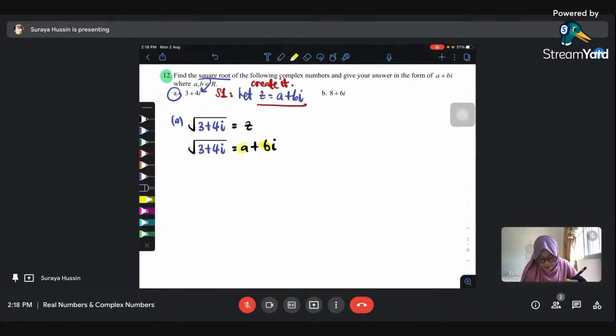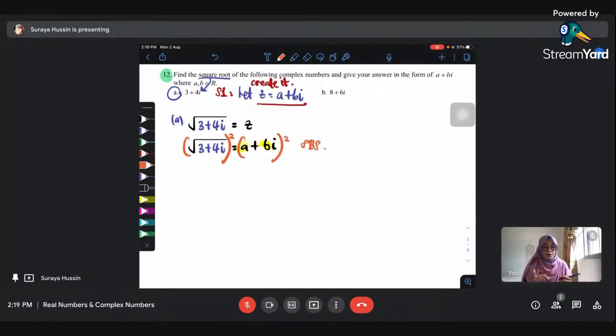Okay, so macam mana kita nak cancel out the square root? It's just by square both side. SBS bermaksud square both side. Okay, kamu tolong catat ya. Catat nota-nota warna oren saya ni. It's very important for you so that you take it in your mind all the time sampai hujung sem. So this is how you solve it.